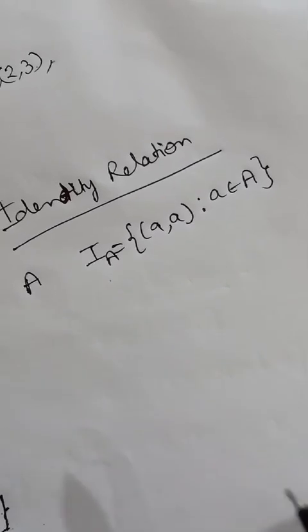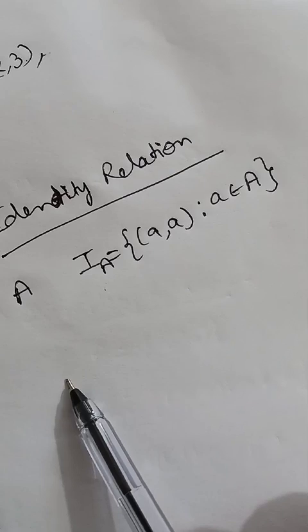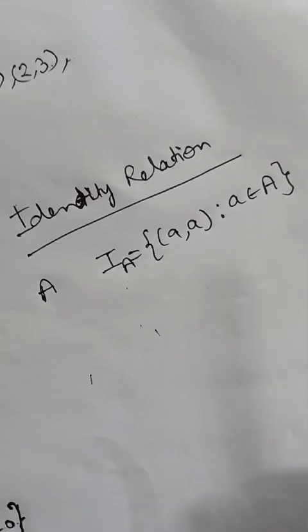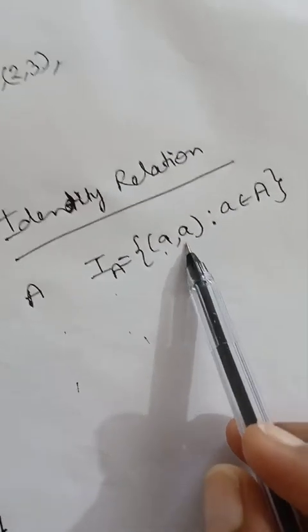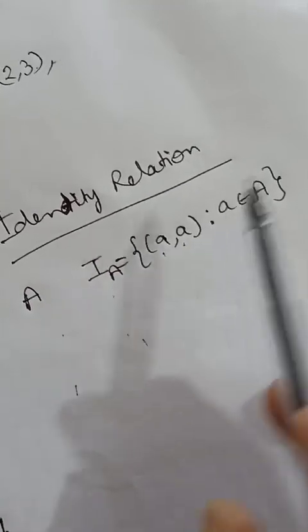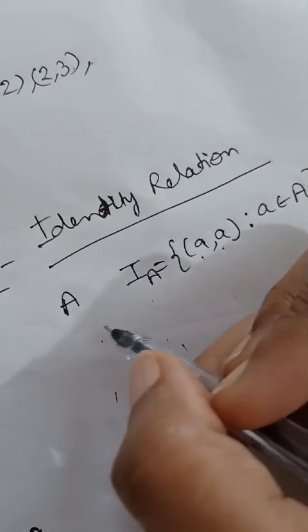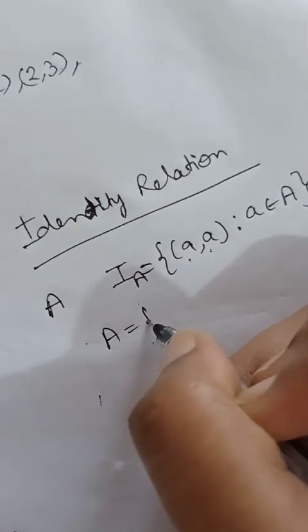It means the identity relation defines that if every element of A is related to itself only, A is related to A, not B. If every element of A is related to itself only, then we can say this is an identity relation.